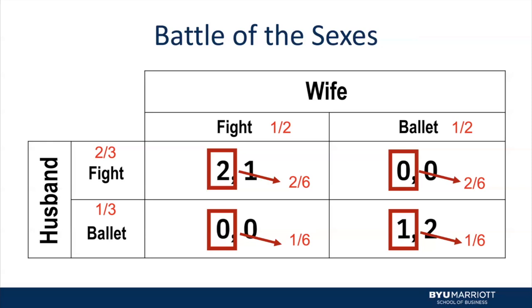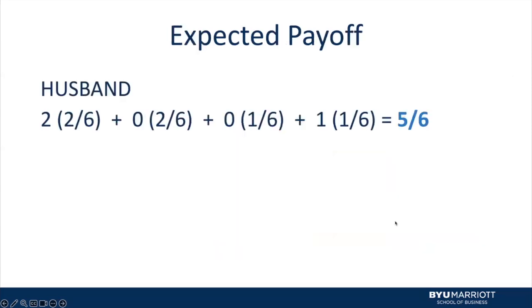Then what we do is we take the payouts for the husband, right? The first number here are the payouts for the husband, and we multiply them by each outcome's respective probability of occurring, and then we add all of these numbers up. If you were doing this in Excel, this would be a sum product. So we want to take 2 times 2/6 plus 0 times 1/6, et cetera. If we add all of these up and combine like terms, we end up with 5/6. That just means that on average, he's going to walk away with 5/6 utility.